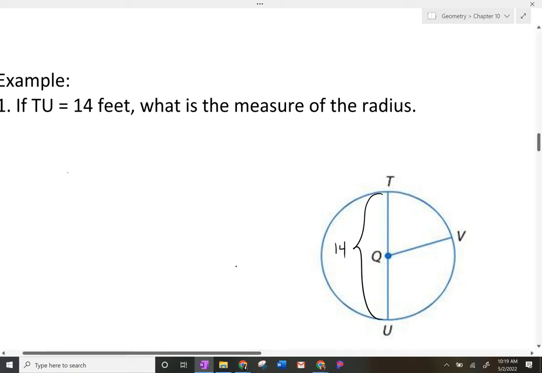Fantastic. 14 divided by 2, which means my radius is going to be 7. Feeling pretty good on that stuff? Okay.